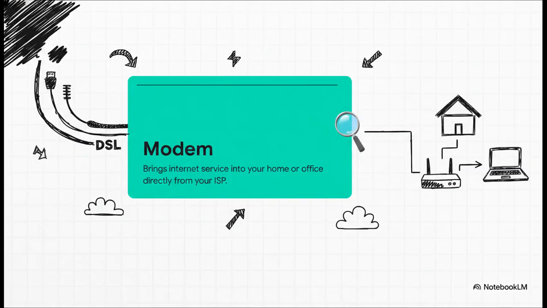So you might be wondering, how do we actually get the outside world connected to our router in the first place? Well, that is exactly where the modem comes in. A modem brings internet service into your home or office directly from your internet service provider, or ISP. Going back to our city analogy for a second, the modem acts as the true connection road. It receives the raw internet signal, whether that's arriving via fiber, cable, or DSL, and converts it into a form that your house and your local network can actually use.